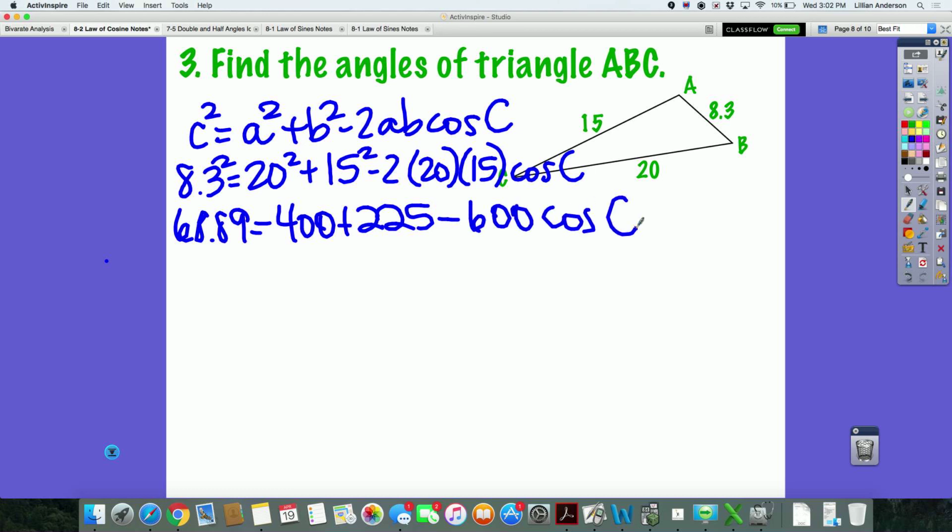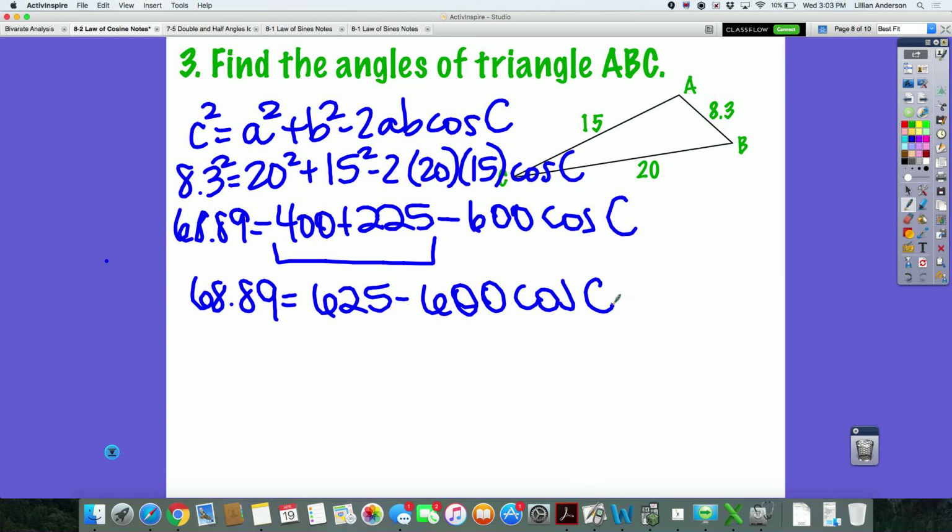Now, you cannot add 400 and 225 and subtract it from 600 to get one number times cosine C. You cannot do that, because that 600 is attached to the cosine. But what you can do is add these together. What is that? 625.